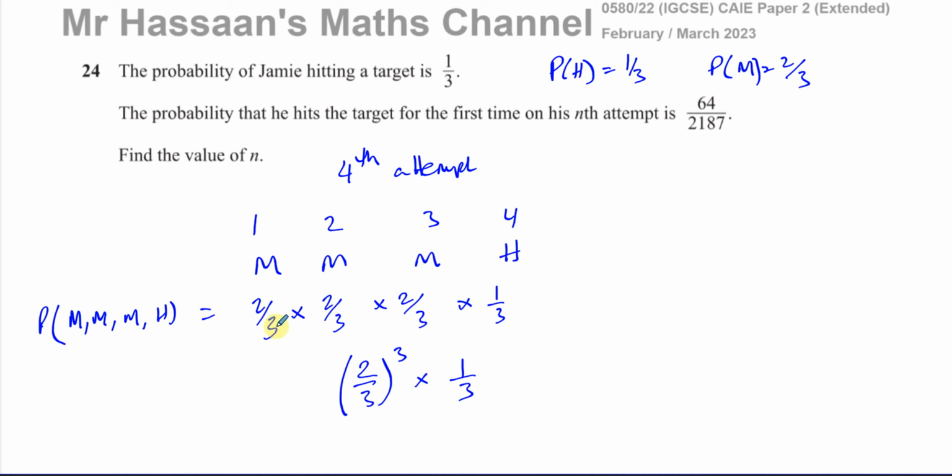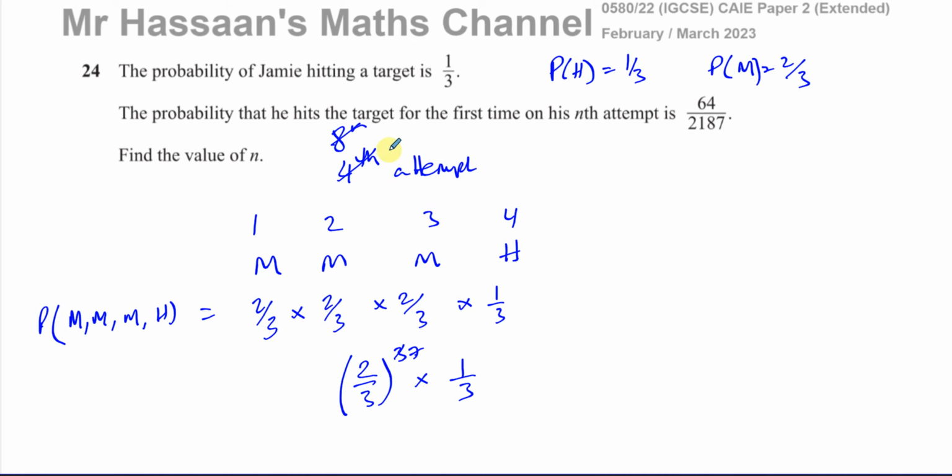Okay, so if we were to extend this, supposing it said the 8th attempt, then how would it look? You'd have basically him missed 7 times, and then the 8th time he would hit. So when it says 4, this is a 3. When it's the 8th attempt, then this is going to be a 7. And this is always going to be just 1/3, because when he hits it, right? So whatever number's here, this is one number less than that, because that's the number of times he misses, and then the very last throw he's going to hit.